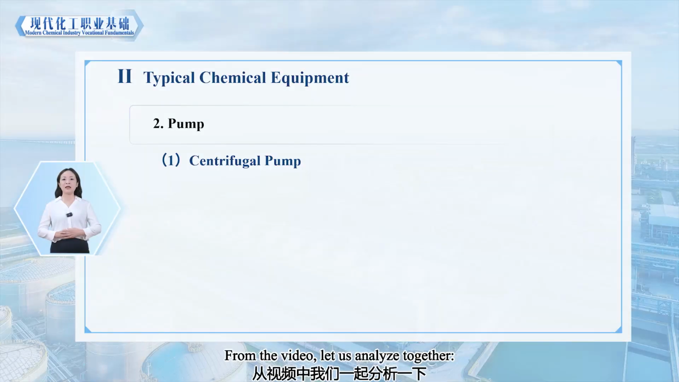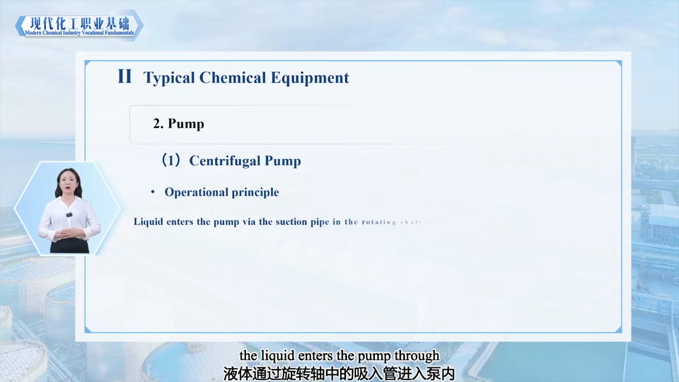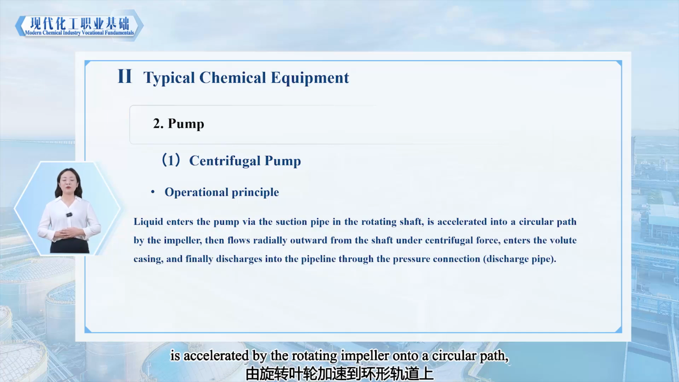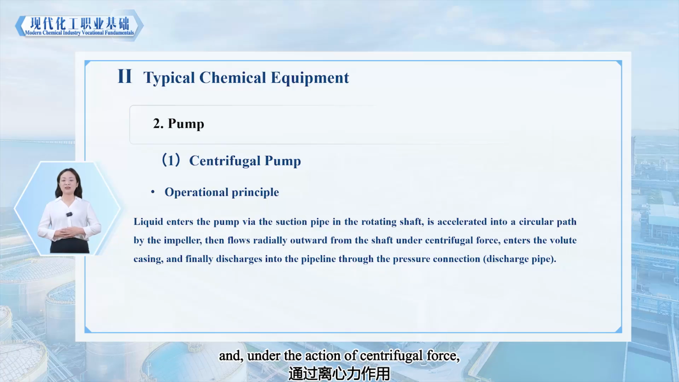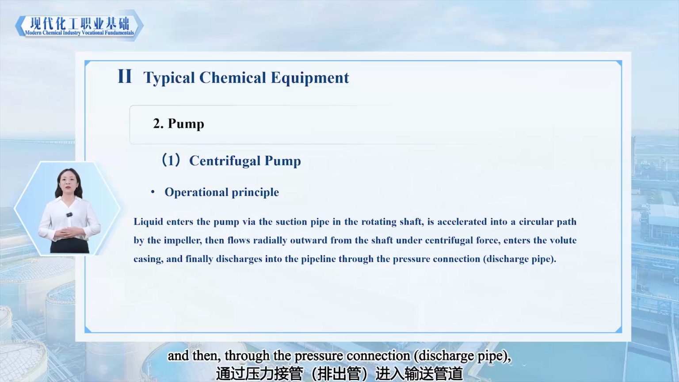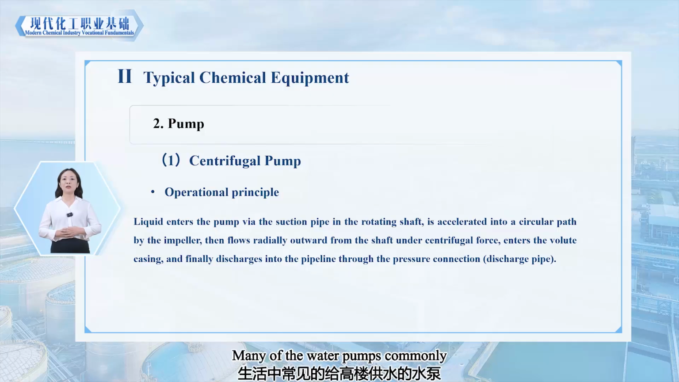From the video, let us analyze together. Its working principle is that the liquid enters the pump through the suction pipe in the rotating shaft. It's accelerated by the rotating impeller onto a circular path. And, under the action of centrifugal force, the liquid flows radially outward from the shaft, enters the spiral volute, and then through the pressure connection discharge pipe, enters the delivery pipeline. Many of the water pumps commonly used to supply high-rise buildings are centrifugal pumps.